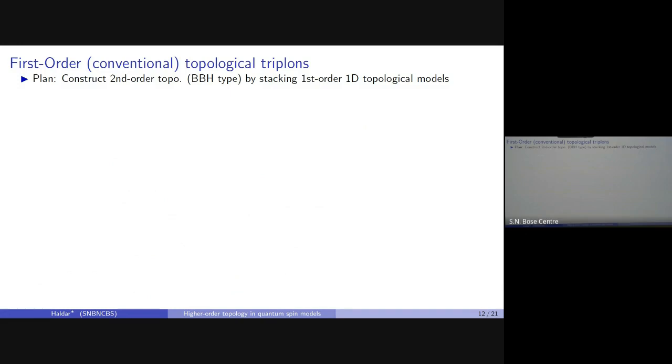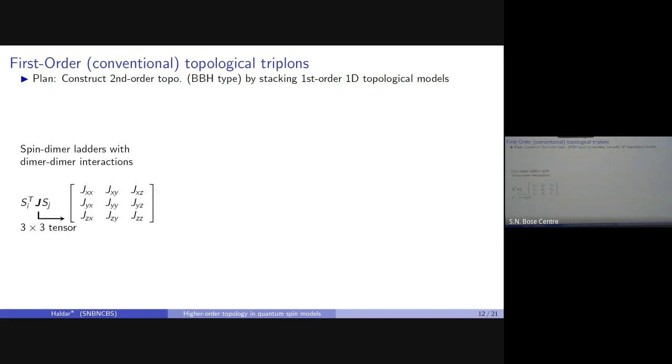Okay. So let's now look at our plan to get higher order topology using triplons. We'll use the same trick as we did for electrons: we'll construct a second order topological BBH type model by stacking first order, or conventional, 1D topological models of triplons. To do so, we will look at spin dimer ladders, with dimer-dimer interaction described by this exchange tensor, which is 3x3 and typically has this form. This exchange tensor has many symmetries, but I'm not going to discuss those. Just remember, it's a 3x3 matrix whose various entries I will use appropriately to get two models which show conventional topology in this slide.